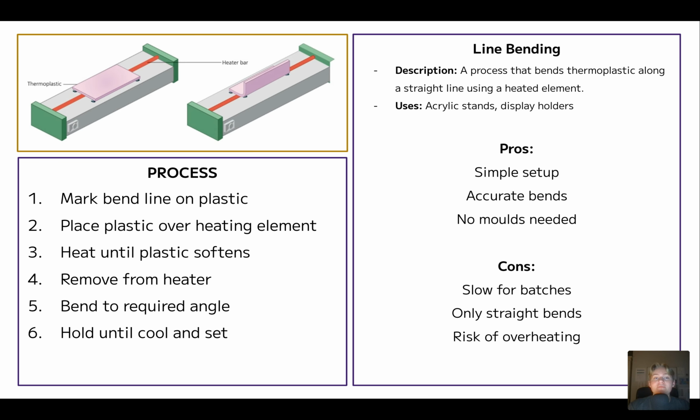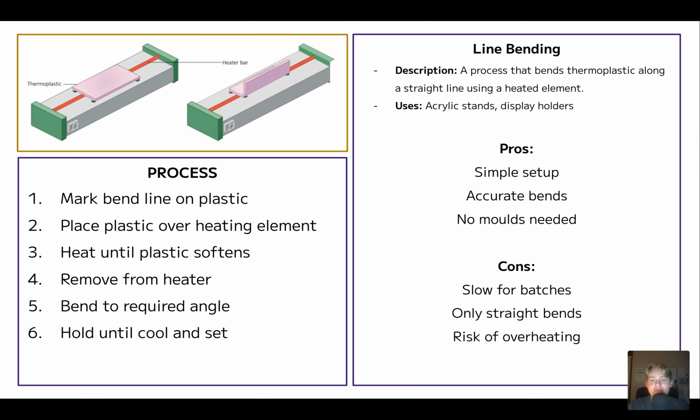So the next process is line bending. Line bending, I'm sure, again, is another process you probably used for your NEA at one point if you used acrylic. It's a process that bends a thermoplastic along a straight line using a heated element. So the uses of this would be for acrylic stands or display holders. That's just the two I thought of, but there's plenty of examples of ways you could use it.